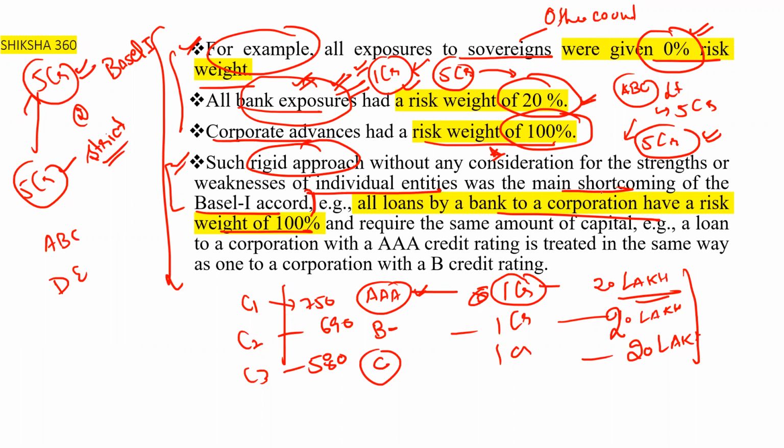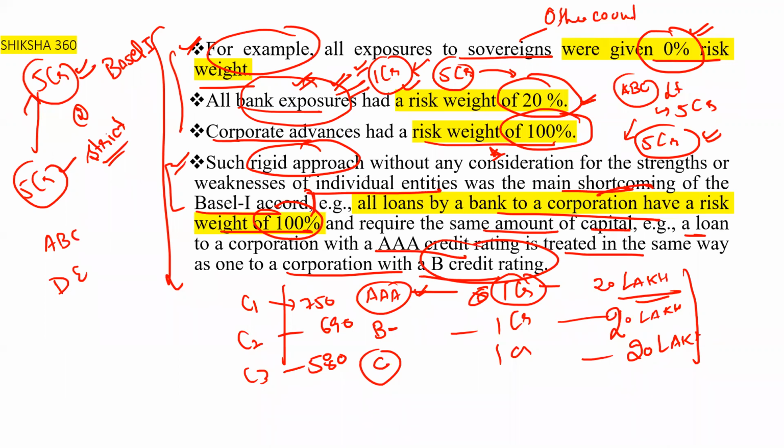All loans by a bank to a corporation have a risk weightage of 100% and require the same amount of capital. For example, a loan to a corporation with an AAA rating is treated the same way as one to a corporation with a B credit rating. They treat all corporations as equal, so there is no meaning of the rating.